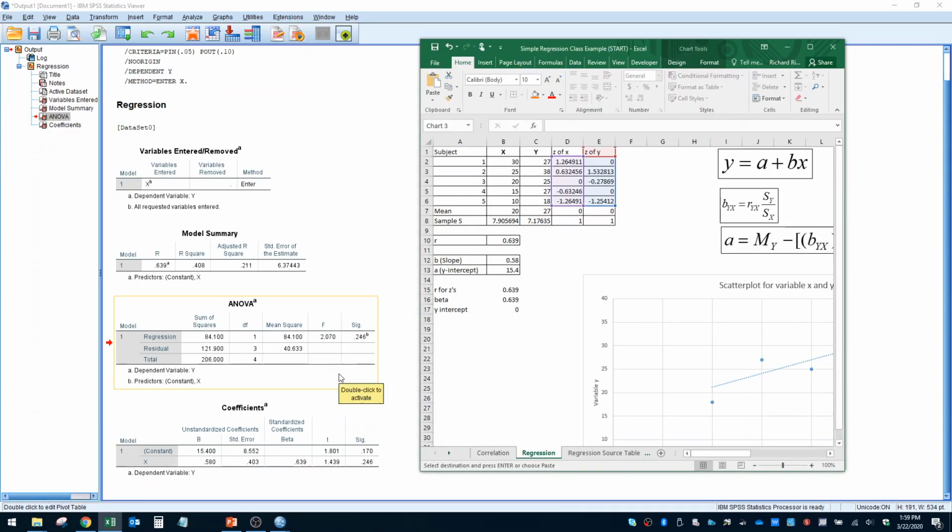So that's it for this, in terms of going through the source table and running through SPSS. Next will be simple regression diagnostics.